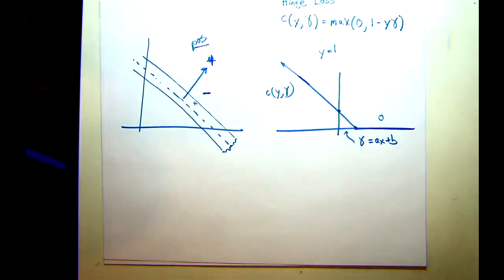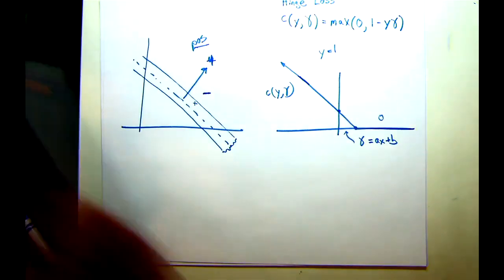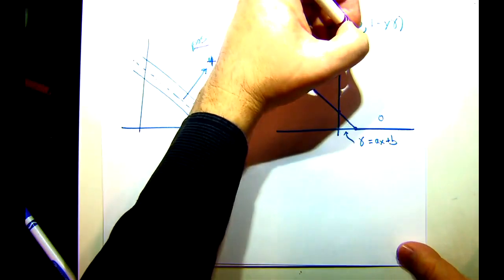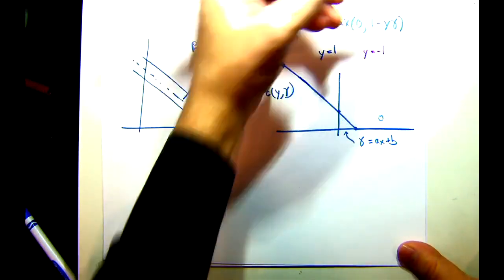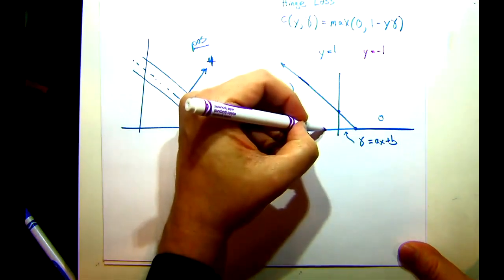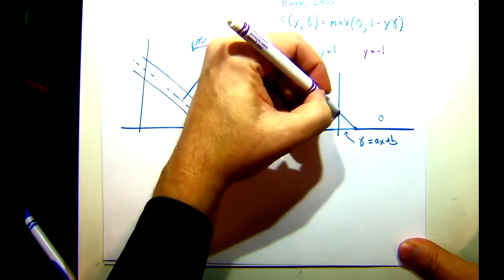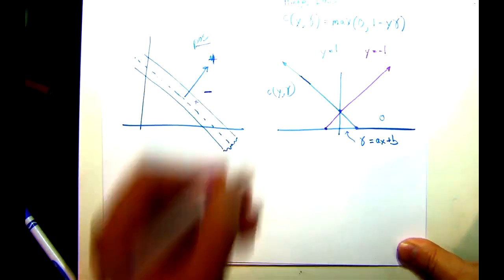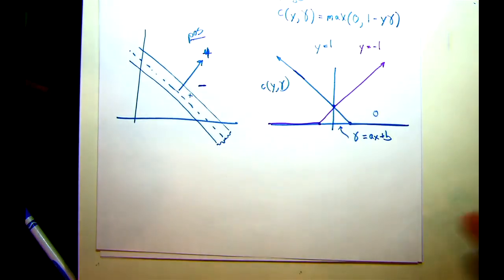Questions on that? Now, for the case of y equals negative 1, it's just the opposite. The math just flips around, but conceptually, it's the same thing. It's just flipped over the axis there. All right. So that's the cost we're going to use for our training error.